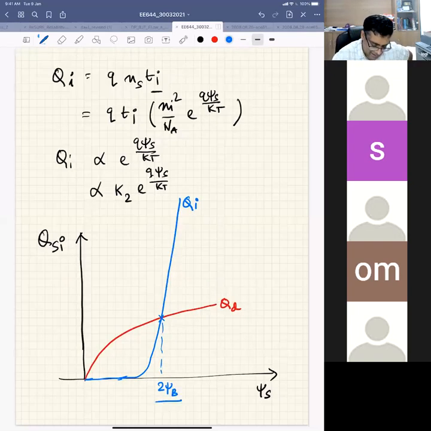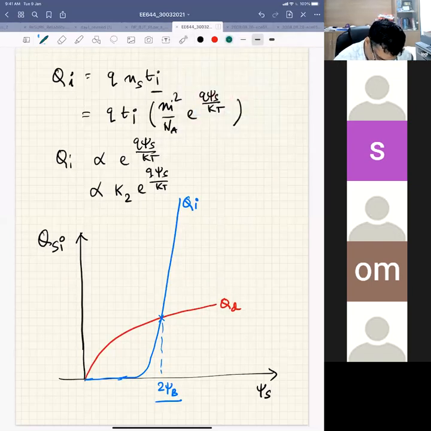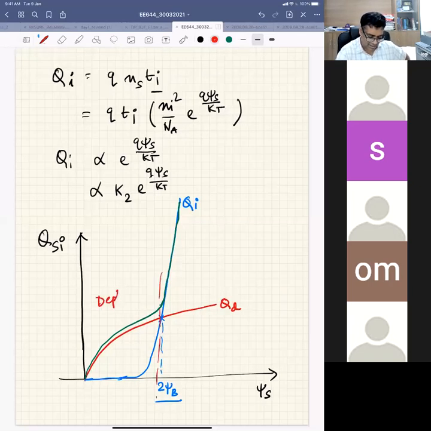And if I plot the silicon charge, it is the summation of both of these. If you add Qd and Qi, your silicon charge will be somewhere like this, right? So this is my depletion condition. When I'm talking about the depletion condition, this is my depletion region, and this is inversion.